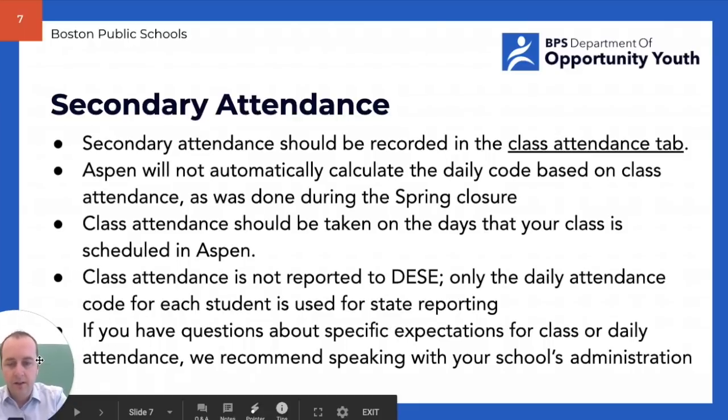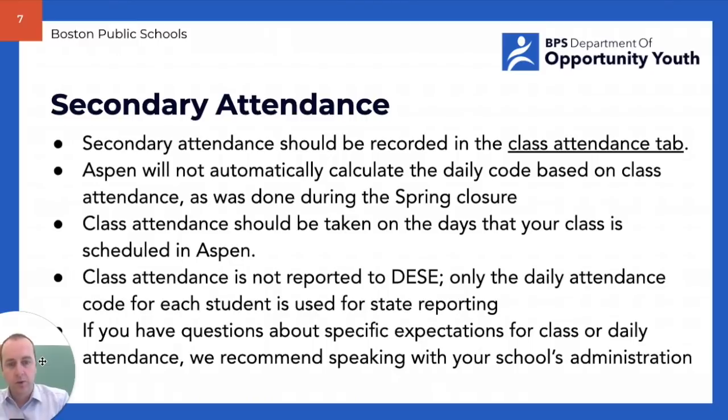Now, if you have any specific questions around your expectations for class or daily attendance, we recommend speaking with your school's administration. Every high school and every middle school takes attendance slightly differently, and so you may find that it's easier to speak with your school's administration if there is clarity needed on the specific practices in your school. And then our Office of Data and Technology, as well as the Department of Opportunity Youth, will be there to help out with any special circumstances or any clarifications that may arise.